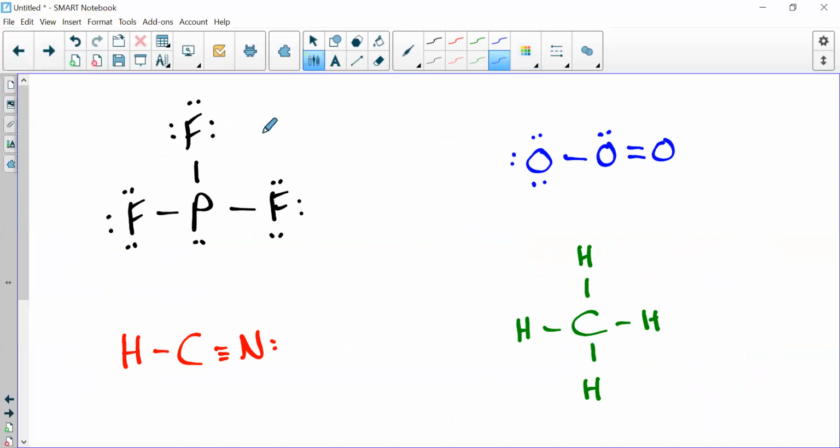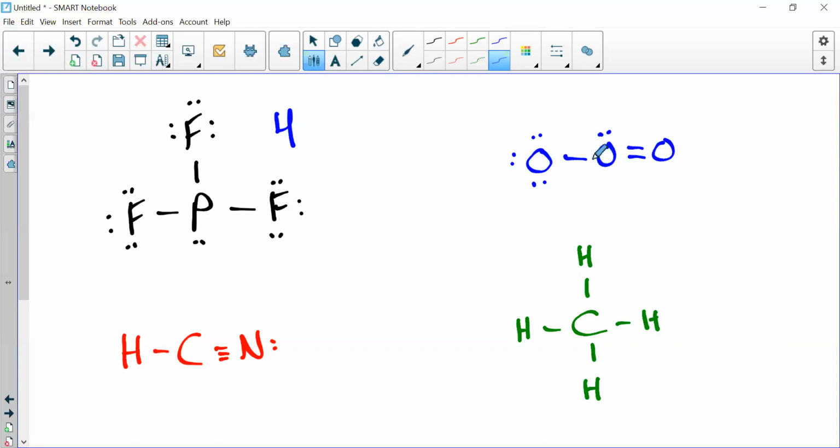Here in my PF3, we're only going to look at the central atom. That's the only one we care about. How many electron domains are around this phosphorus? 1, 2, 3, 4. 3 single bonds and 1 lone pair gives us 4 electron domains, 3 of which are bonding and 1 of which is non-bonding.